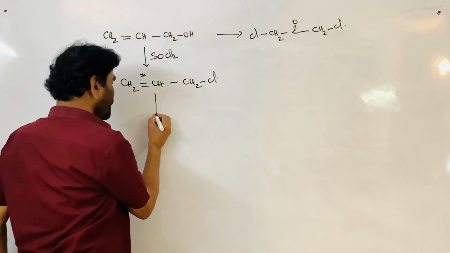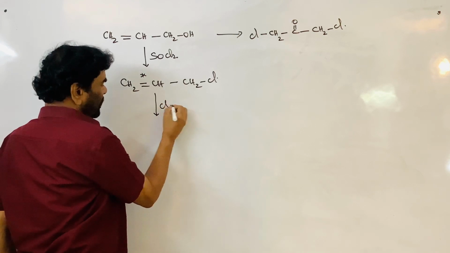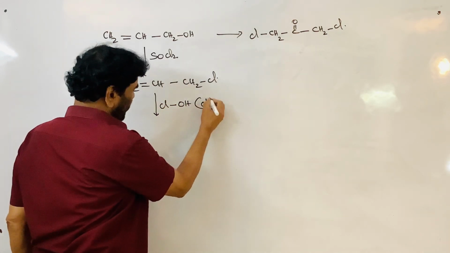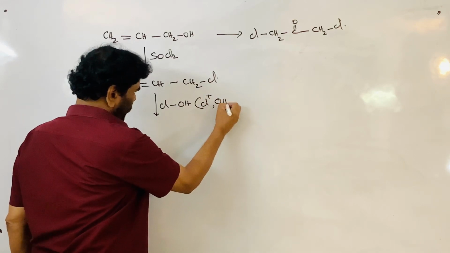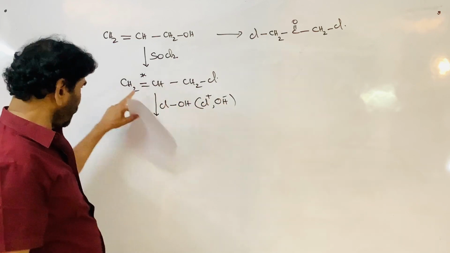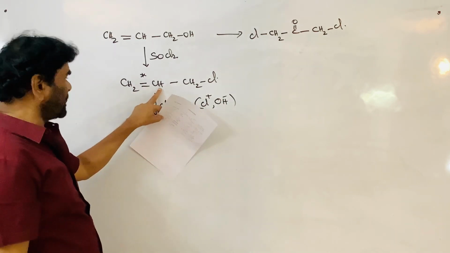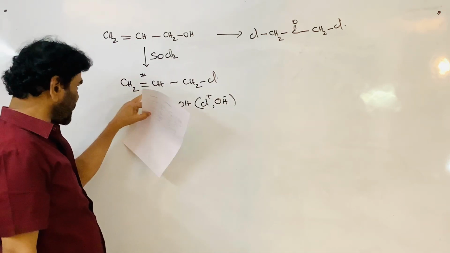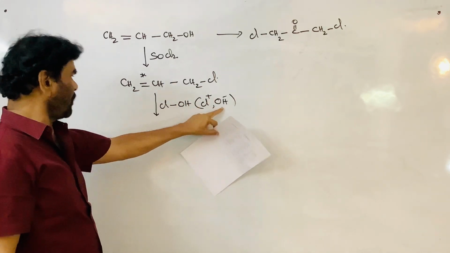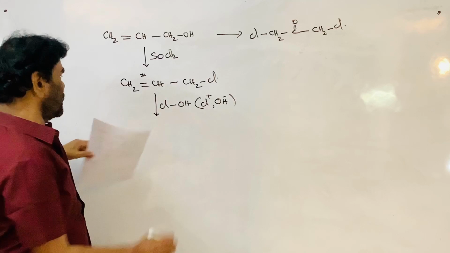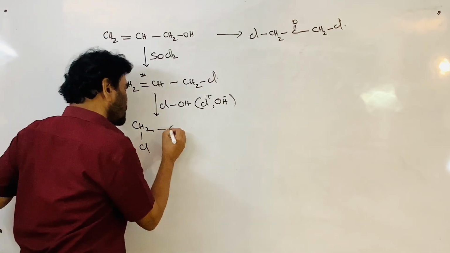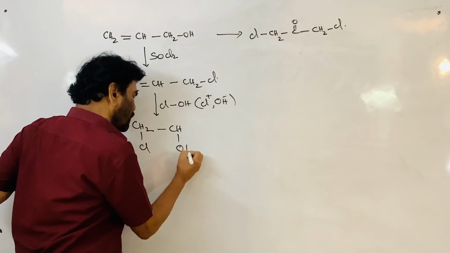For that we can use an addition reaction, with hypochlorous acid, that is Cl plus and OH minus. This is the electrophile, this is the nucleophile, and this is the unsymmetrical ethylenic center. The addition takes place according to the Markovnikov rule. Cl plus goes to here and the nucleophile OH minus ion goes to here. Now Cl is introduced, and OH.